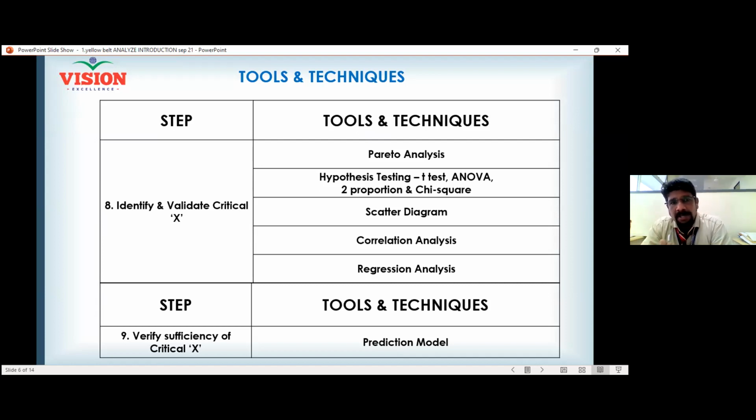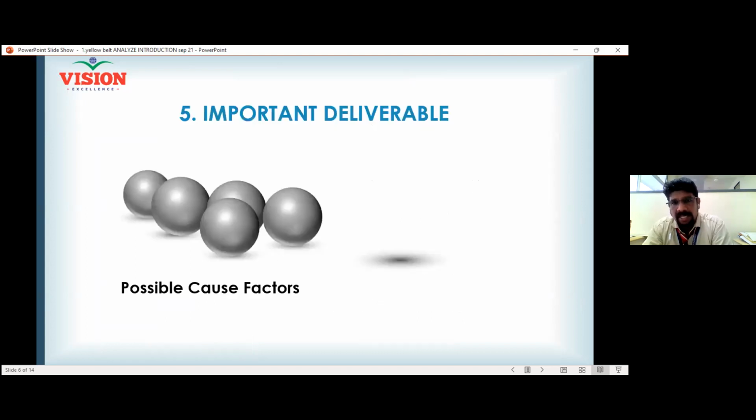See, these tools can be used to identify the reason for the poor performance of my son. He is not attending the class. To identify that reason, you can use any one of these tools. Then to verify the sufficiency, you can use a prediction model also. So these are the tools which can be used in different phases of this analyze phase.